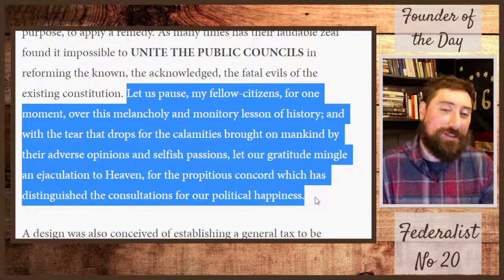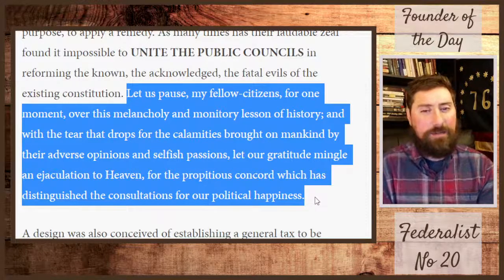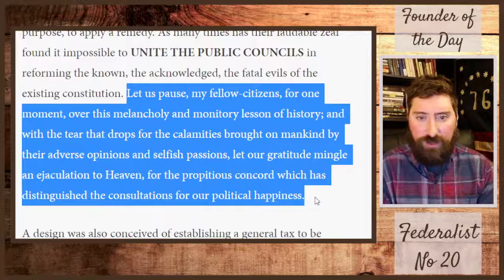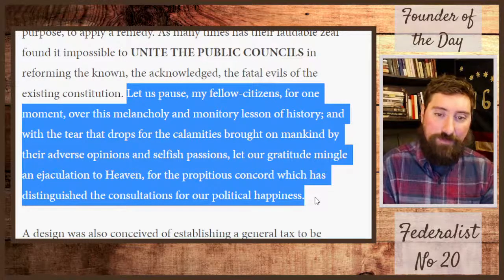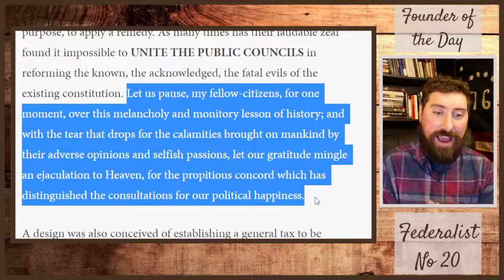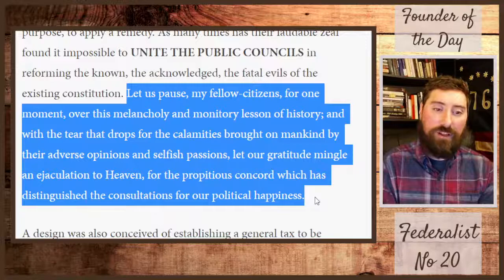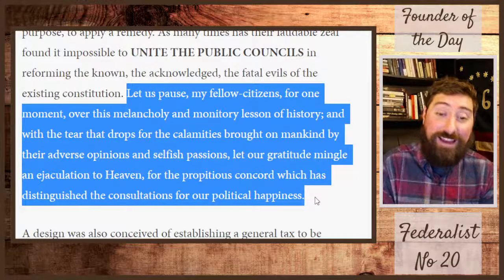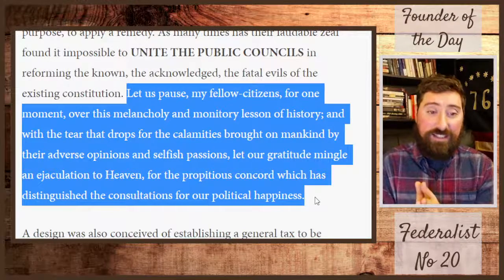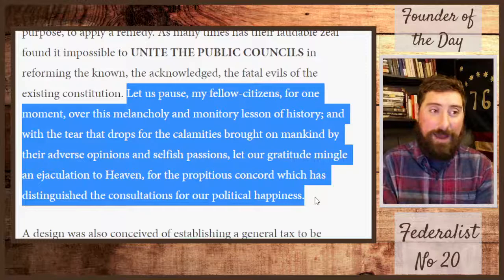Let us pause, my fellow citizens, for one moment over this melancholy and monitory lesson of history. And with the tear that drops for the calamities brought on mankind by their adverse opinions and selfish passions, let our gratitude mingle an ejaculation to heaven for the propitious concord which has distinguished the consolations of our political happiness.